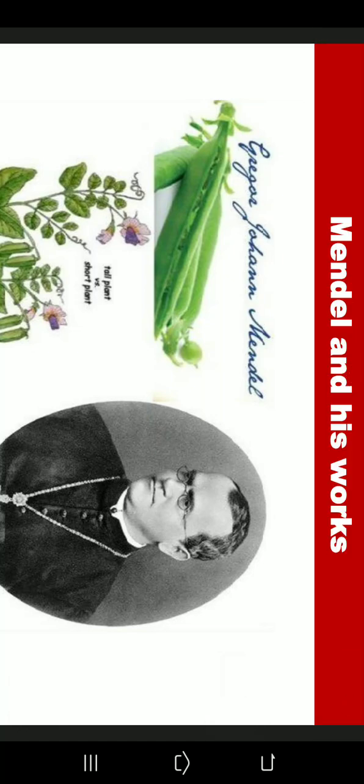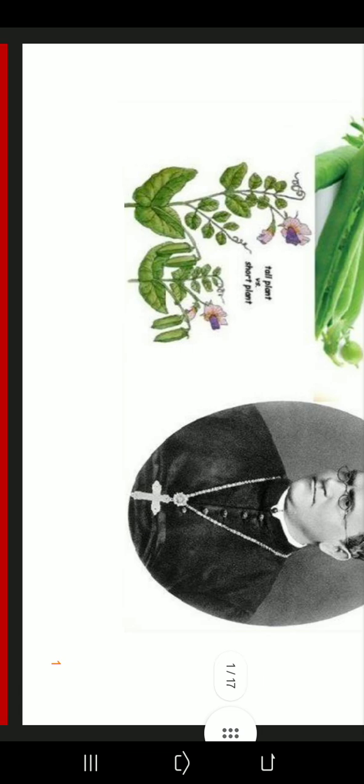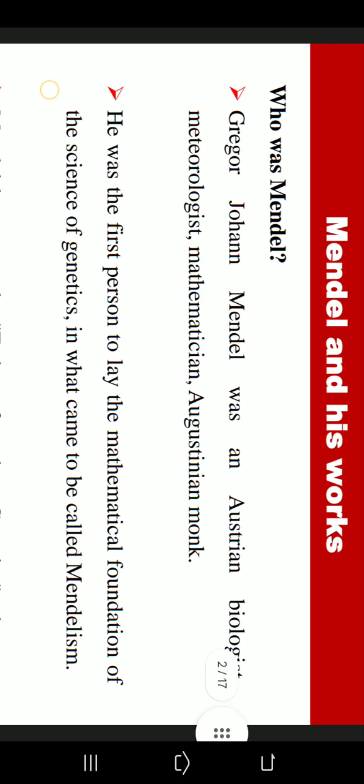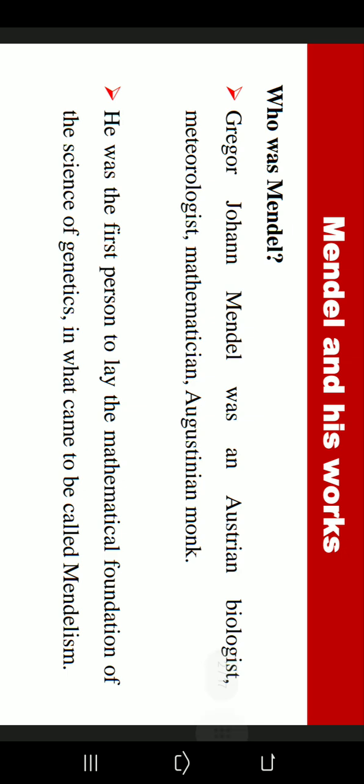Today we will learn Mendel and his works. So we all know Gregor Johann Mendel. Who was Mendel? Gregor Johann Mendel was an Austrian biologist, meteorologist, mathematician, Augustinian monk. He was the first person to lay the mathematical foundation of the science of genetics in what came to be Mendelism.